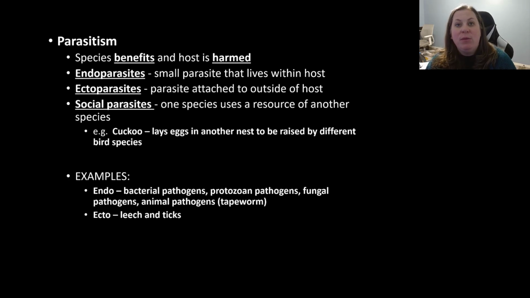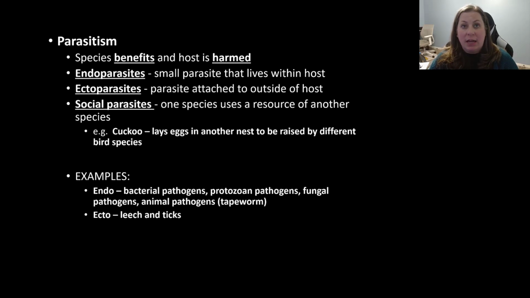So parasitism is when one species benefits, but the host is actually harmed. They're hurt in the process. Now, there are different types of parasites. There are endoparasites. Endoparasites are the ones who live inside of the host. They get inside. These are things like bacteria, protozoa, pathogens, fungus, and worms like tapeworms and roundworms that we talked about in the animal chapter. All right, so those are what we would consider endoparasites. They get inside the host and they're hurting the host in the process.